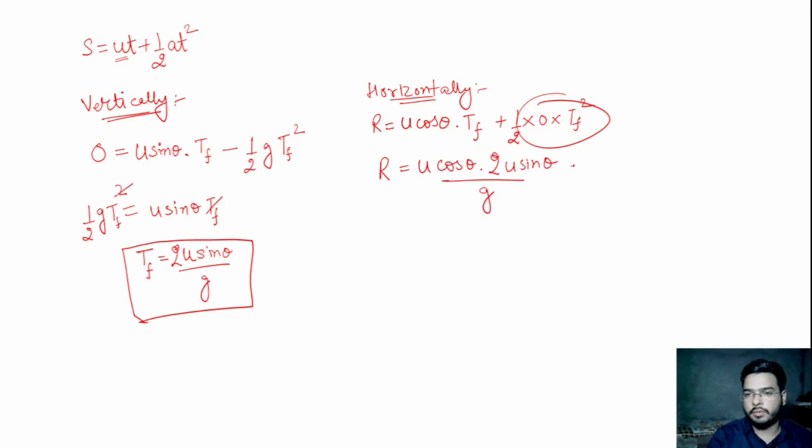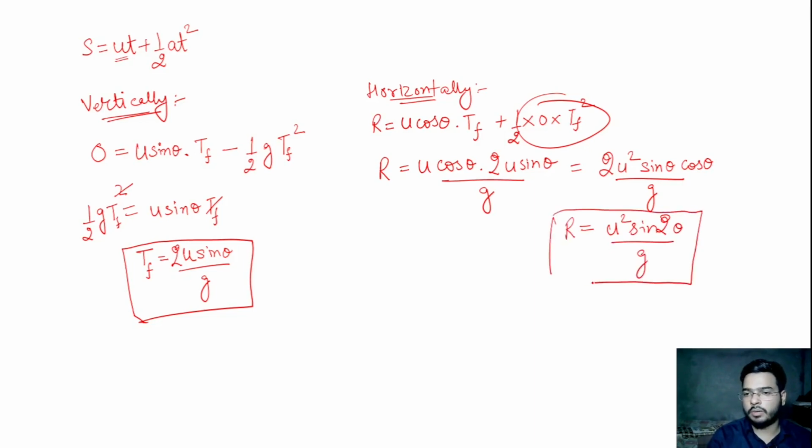So we have 2u square sine theta cos theta divided by g. And if we use the mathematics formula, 2 sine theta cos theta is equal to sine 2 theta. So sine 2 theta divided by g. So this is another formula.